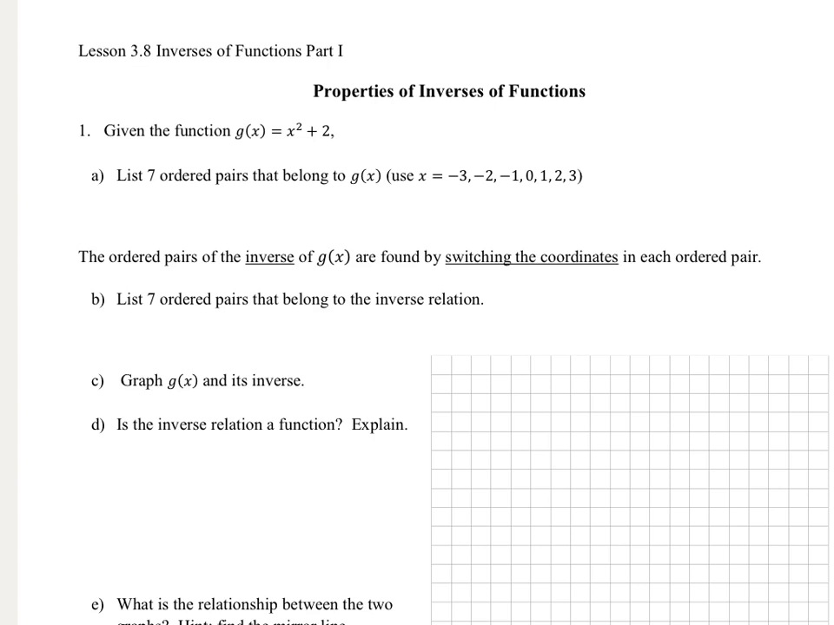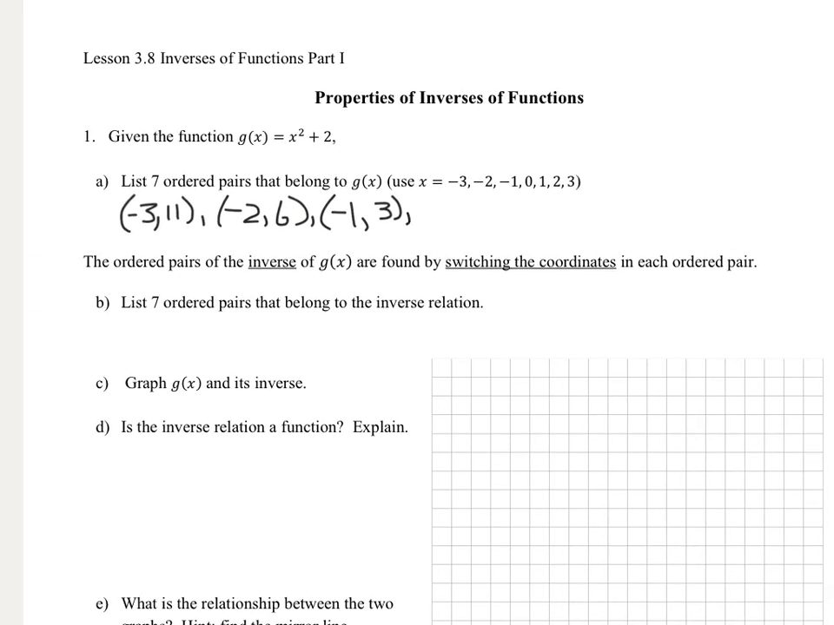So that means that when I substitute -3 into my function, I should get 11 as the y coordinate. -2 squared plus 2 will give me 6. -1 squared plus 2 will give me 3. At x equals 0, I'm going to have a y value of 2, and that's my vertex, so then the other points are just going to have the mirrored y coordinates.